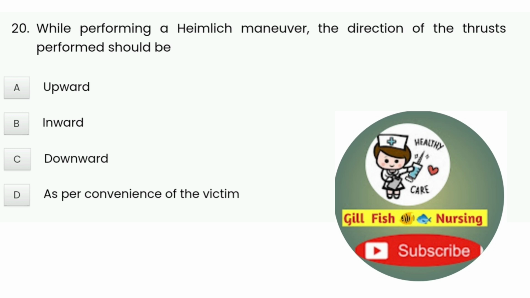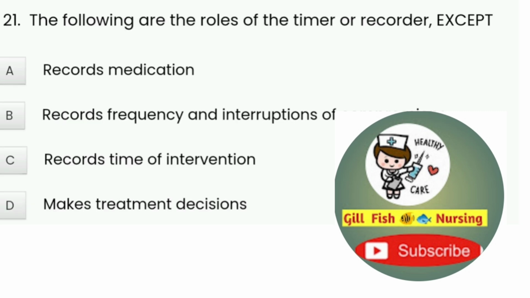Okay, fine. Next question. The following are the roles of the timer, except: option A, records medication; option B, records frequency and interruption of compression; option C, records time of intervention; option D, makes treatment decisions.